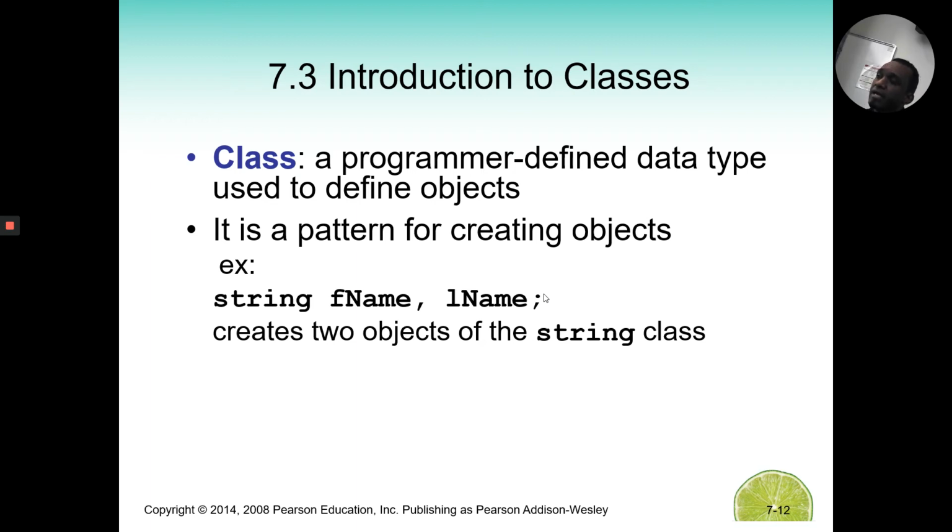So we have what's called a class. It's a programmer-defined data type used to define objects. This is the prototype that we're talking about, or the blueprint. It's a pattern for creating objects. For example, if you say string fname, lname, it creates two objects of the string class.